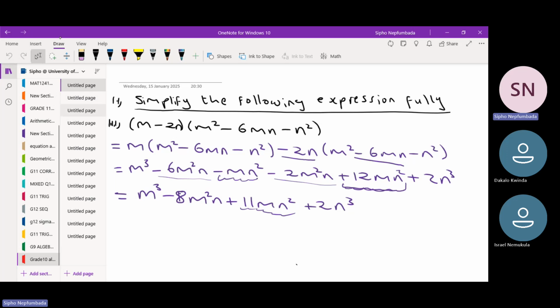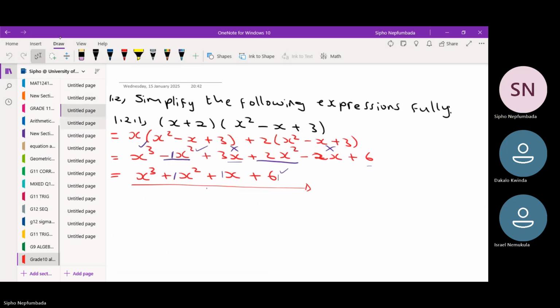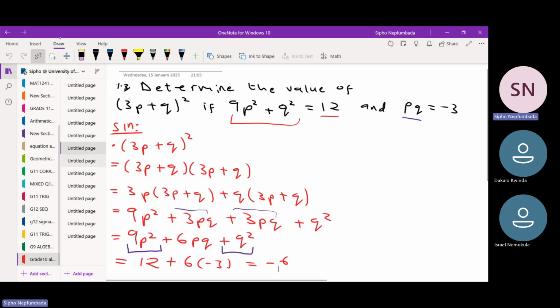From what we did so far, simplifying, and we did this factorization, and we did this, and we did that.